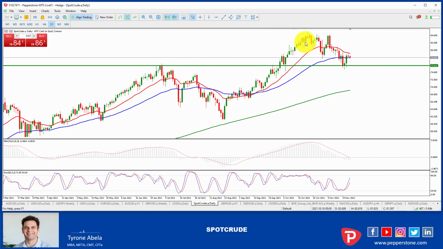So you can see it's pulled back to the exact level that we would have wanted it to, which is the role reversal zone, support becoming resistance and resistance becoming support, as we know. So this was the resistance that we're talking about. Now we've got the support. We've already had that bounce.